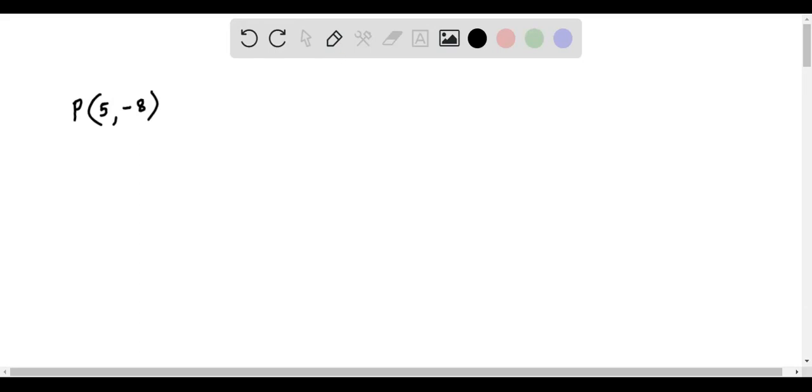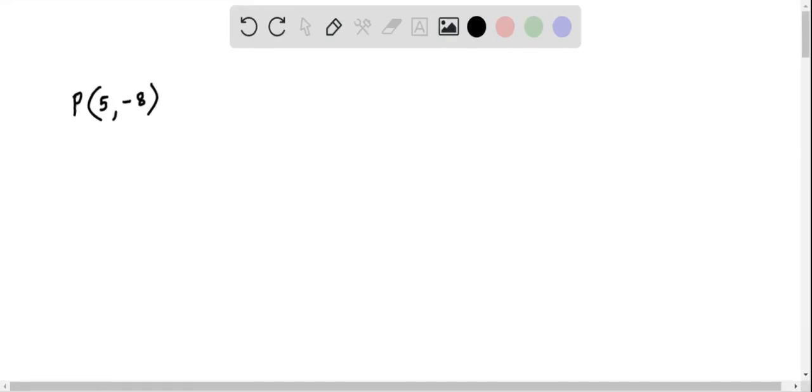Here we have the point P which lies on the terminal side of the angle theta, and we have to determine the six trigonometric ratios. So first I'm going to plot this point P on the xy coordinate system. So let me plot this xy coordinate system.